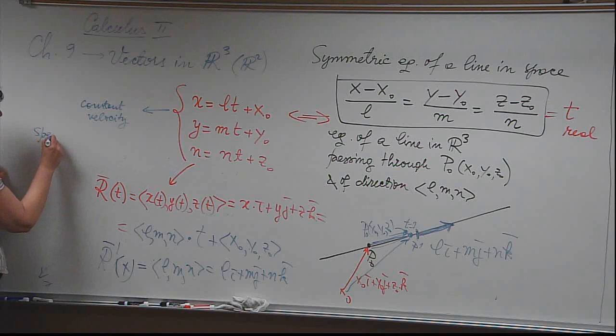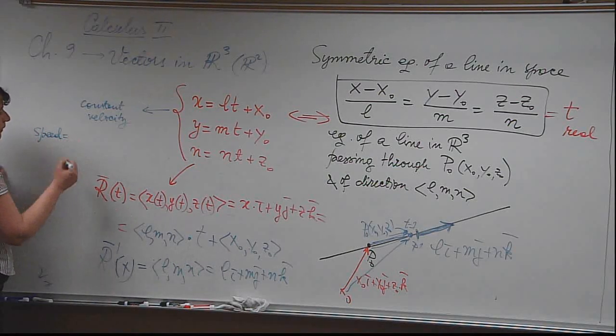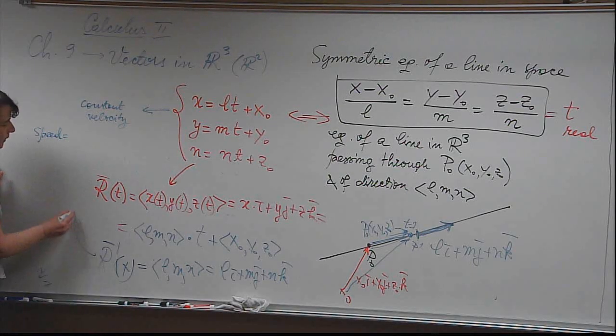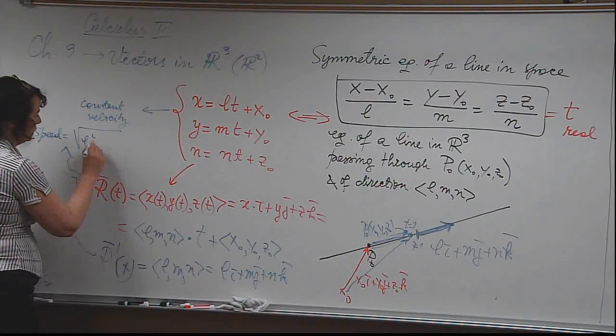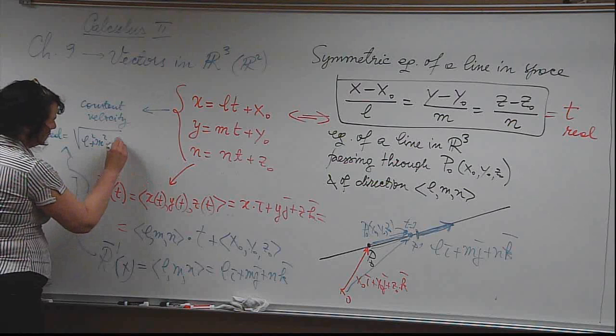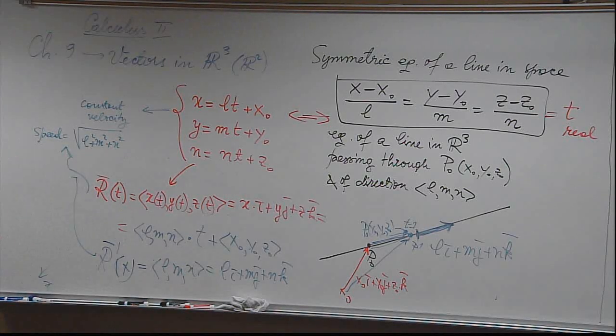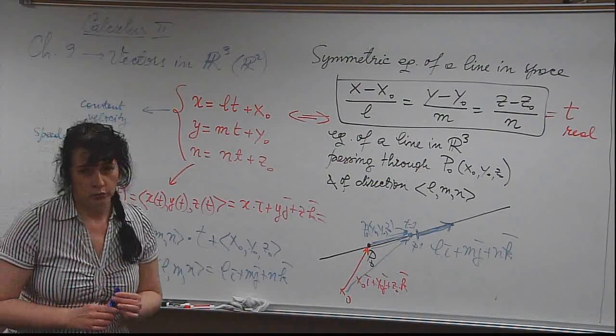Now the speed, in this case, will be what? What is the speed of this motion, linear motion? Square root of L squared plus M squared plus N squared, which again is different from velocity. Velocity is a vector, speed is a scalar. In general, it doesn't have to be constant, but this is a blessing because the elements are given constants, and in this case, you are on cruise control.